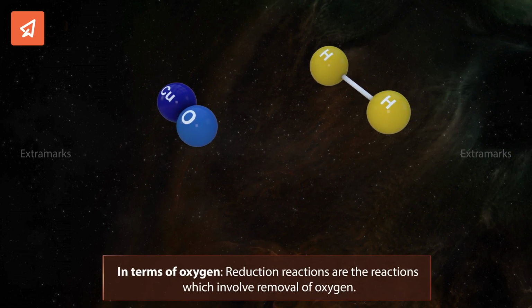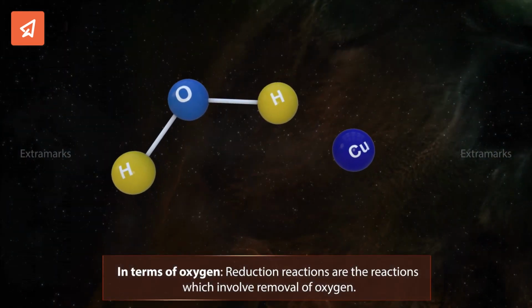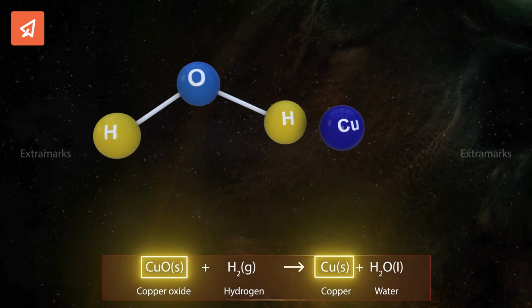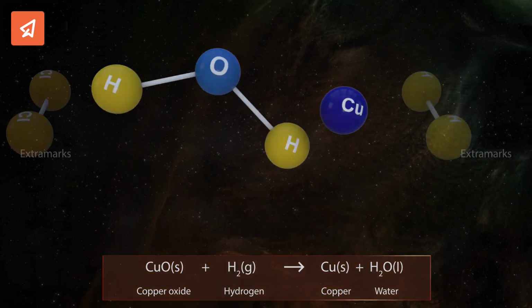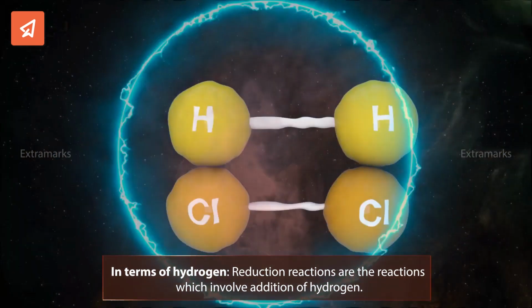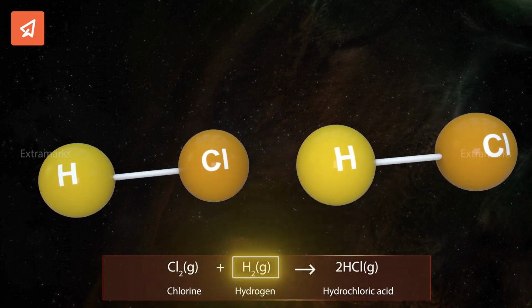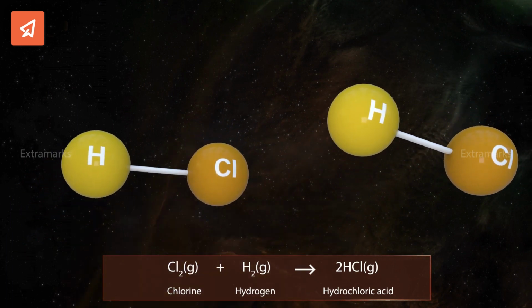In terms of oxygen, reduction reactions are the reactions which involve removal of oxygen. Here, oxygen is removed from copper oxide. In terms of hydrogen, reactions which involve addition of hydrogen are known as reduction reactions. In this reaction, hydrogen is added to chlorine.